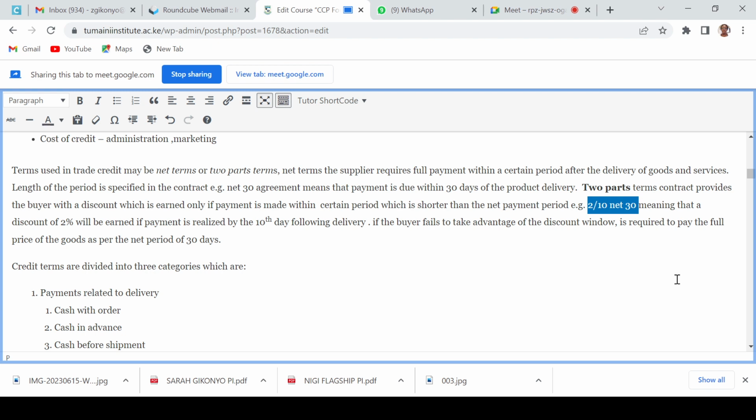So if they pay you early, within the first 10 days, you are ready to give them a 2% discount. If they fail to pay you after the 10th day, then they will have to pay everything after 30 days. So there is a discount in it, and then they will either pay in full if they do not pay within the discount days. If the buyer fails to take advantage of the discount window, they are required to pay the full price for the goods as per the net period, that is 30 days.